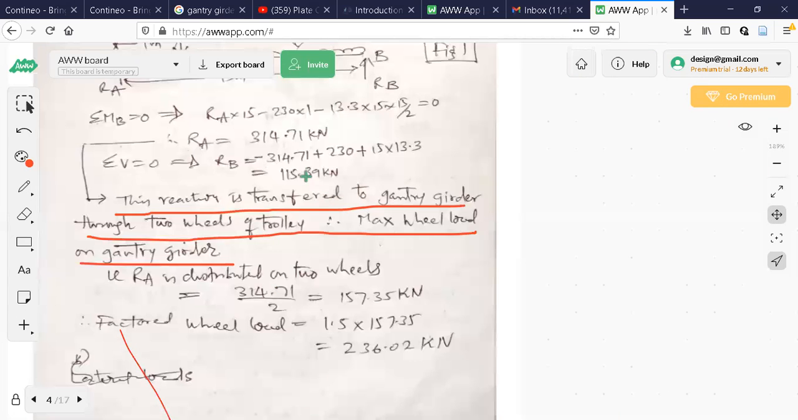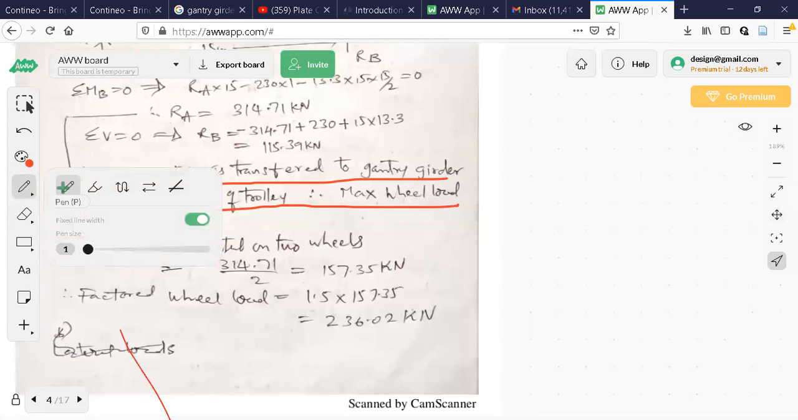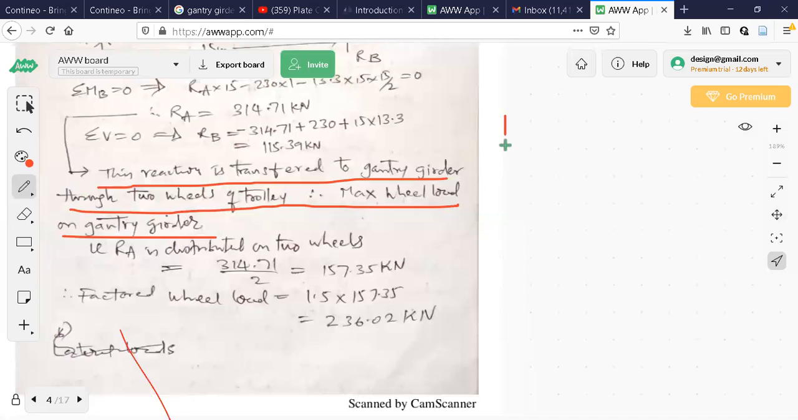But what is happening, you observe here. This reaction is transferred to the gantry girder through two wheels of the trolley. The maximum wheel load on the gantry girder is RA. Why? Out of RA and RB, RA is more. So I'll show what is happening here. Now this is your gantry girder. This is also a gantry girder in plan. This is your crane girder.